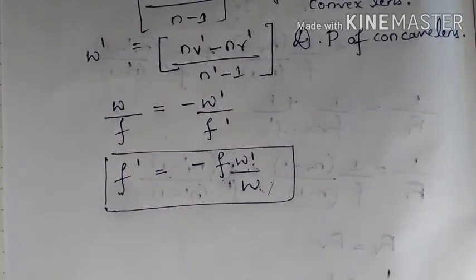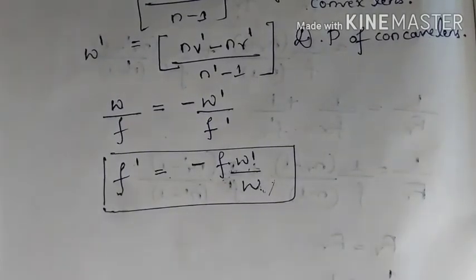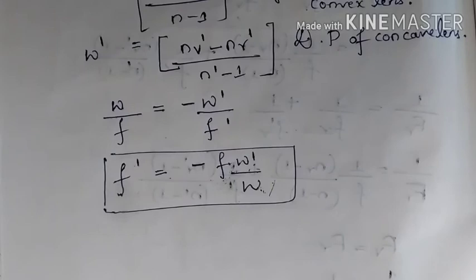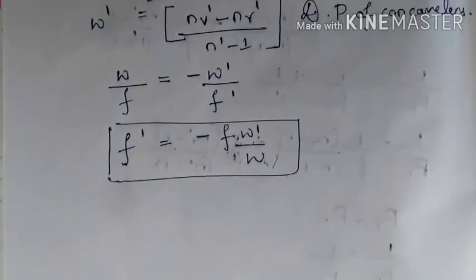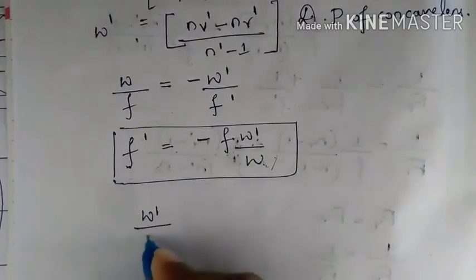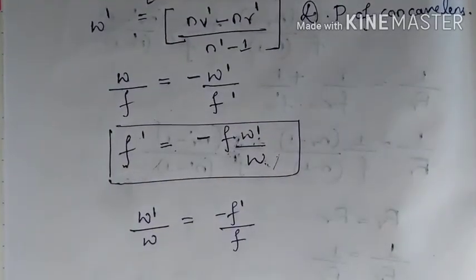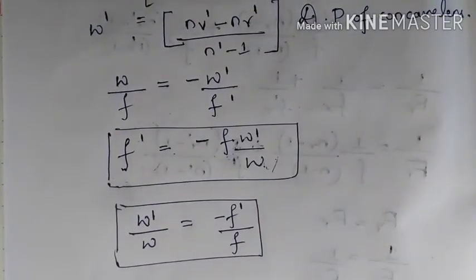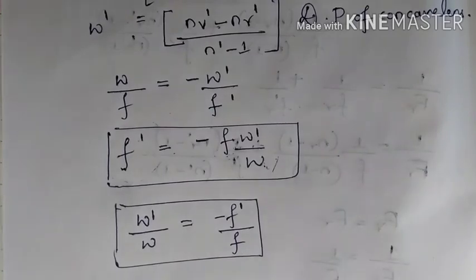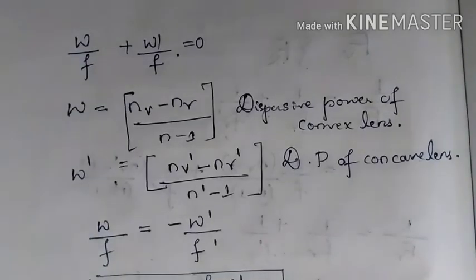So now if the convex lens is made up of crown glass and the concave lens is made up of flint glass, then you will have F prime as a negative value. Now omega prime divided by omega is equal to minus F prime by F. So this is just the ratio of the dispersive powers of two different lenses which have two different focal lengths. So this is what it is all about, the chromatic aberration.